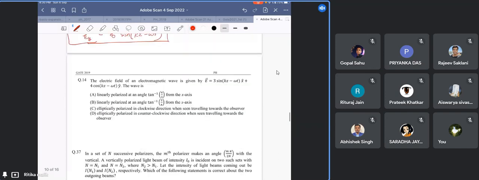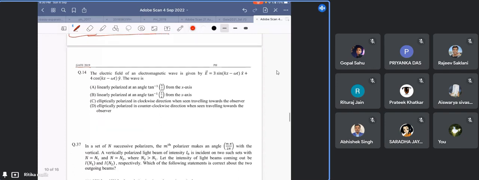There is this question in GATE 2019, question number 14. The electric field of an electromagnetic wave is given by 3 sin(kz minus omega t) in x cap plus 4 cos(kz minus omega t) in y cap. Now we have two components here. One is Ex, which is the x cap component. Another one is Ey, which is in the y cap direction.